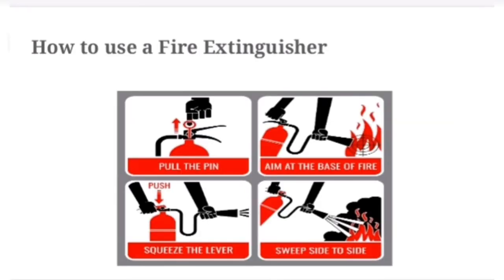How to use a fire extinguisher. Pull the pin, aim at the base of the fire, squeeze the lever, and sweep from side to side.